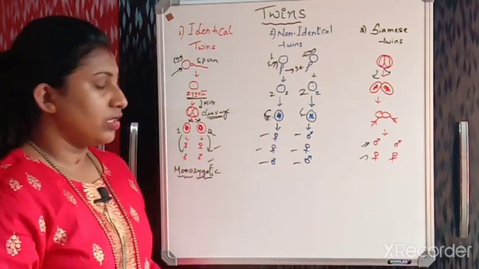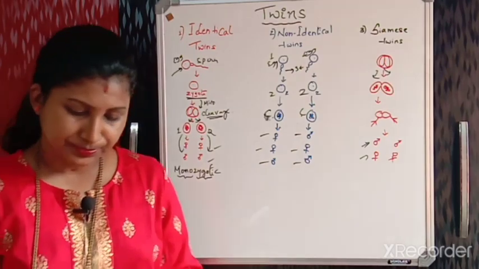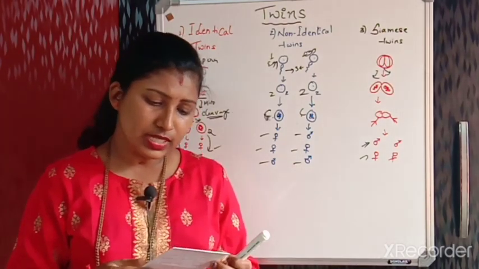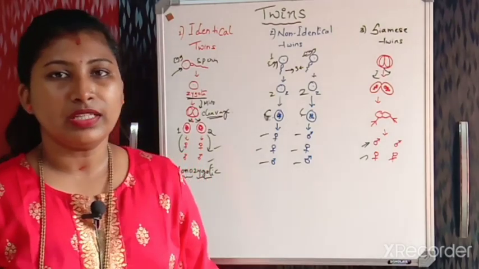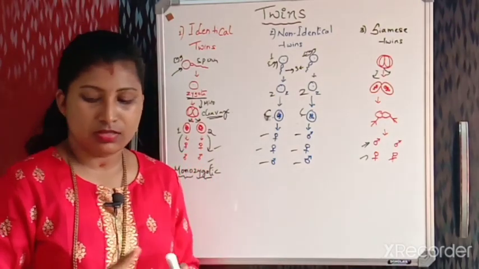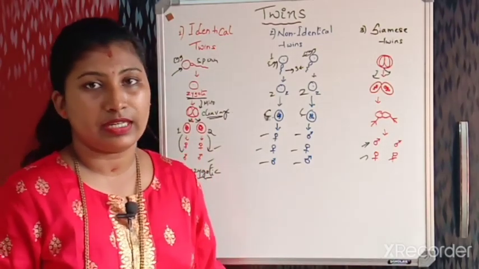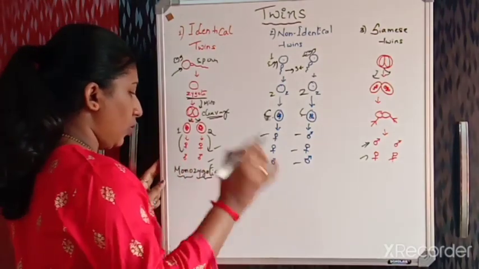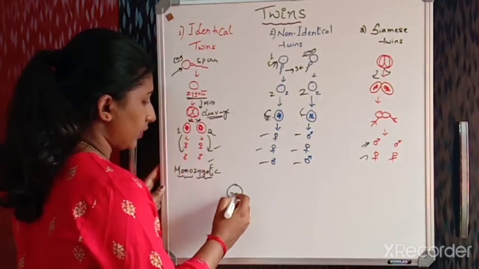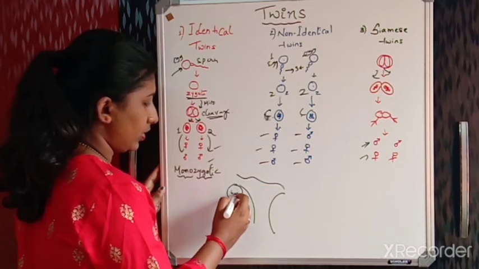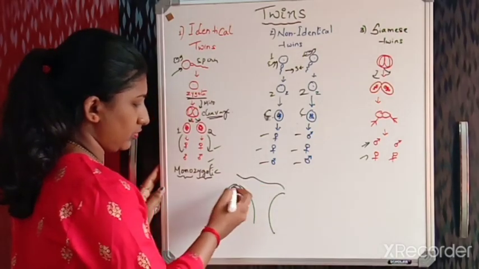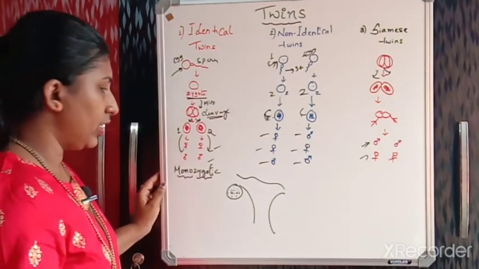Clear? So the second doubt was, what is the reason for not having a baby? There are many reasons for not having a baby. Such couples are called infertile couples. One reason: this is the ovary, right? If this is the ovary, here oogonia will already be formed in the embryo.